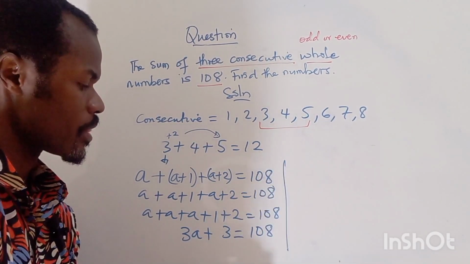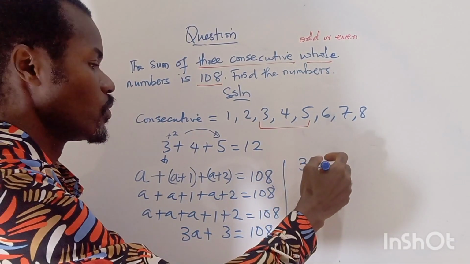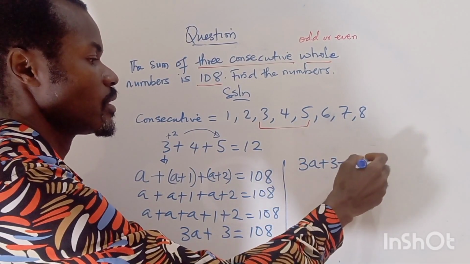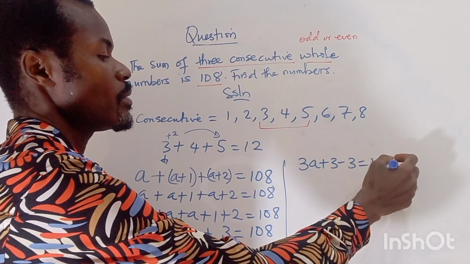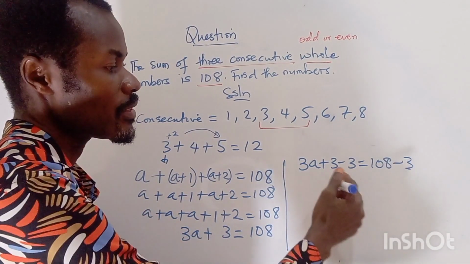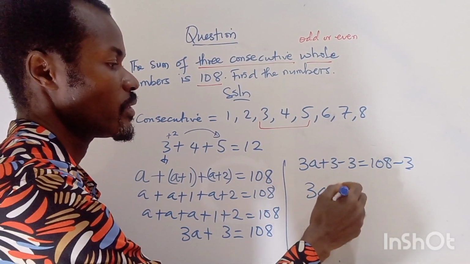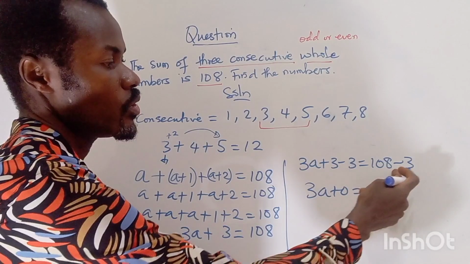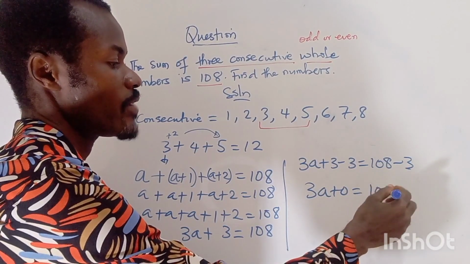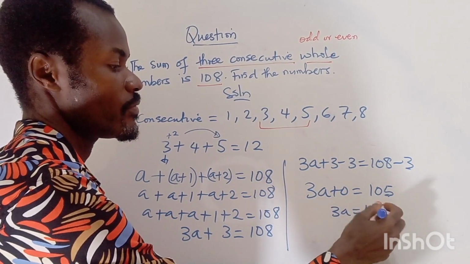Now we can subtract 3 from both sides. So we have 3A plus 3 minus 3 is equal to 108 minus 3. If we subtract the 3 from both sides, plus 3 minus 3 is 0. So we have 3A plus 0, which is equal to 108 minus 3, which is 105. So 3A is equal to 105.